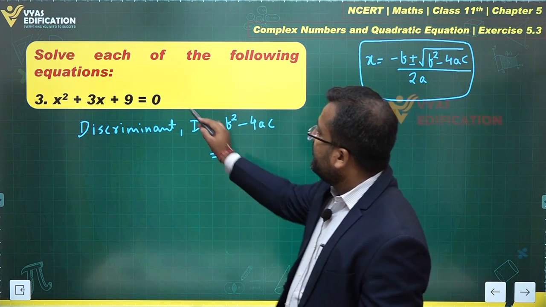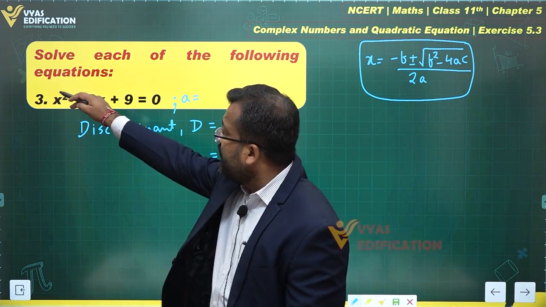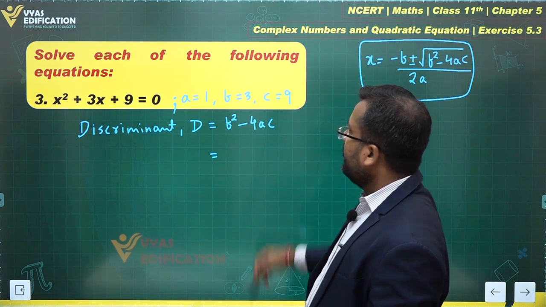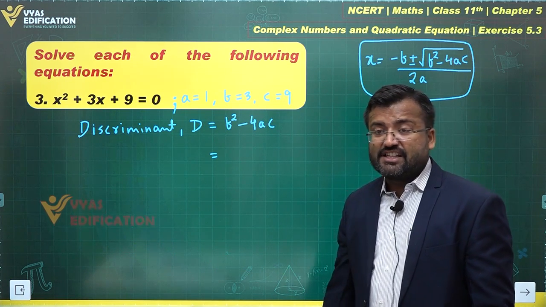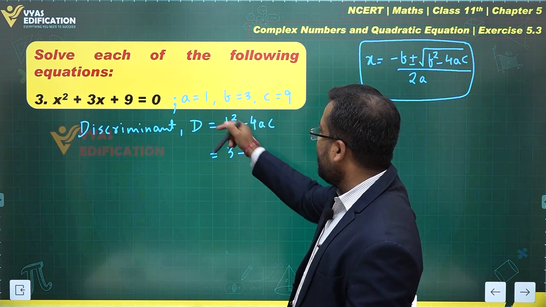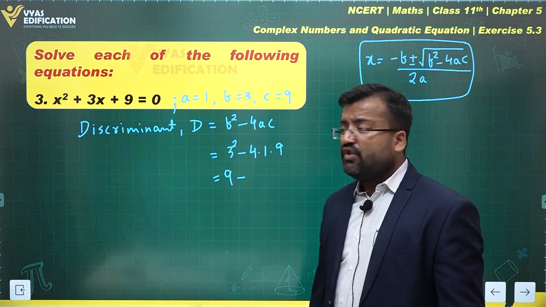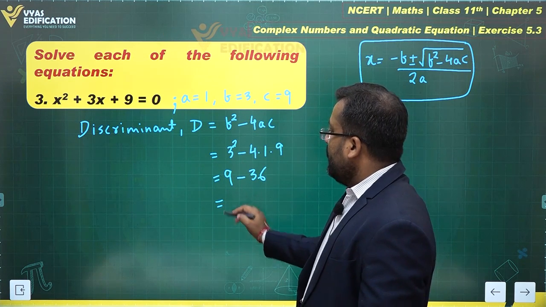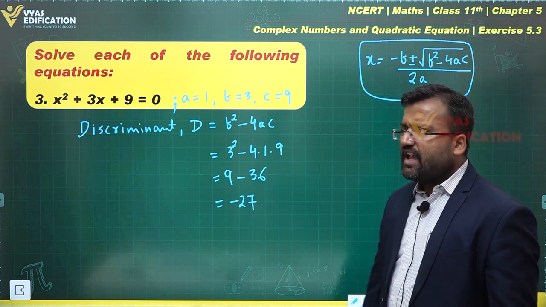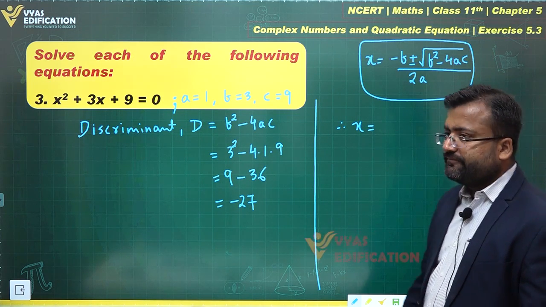Okay. In this question, what is the value of a that you can observe? a is the coefficient of x square, which is simply 1. b is 3 and c is 9. Using this, we can find the discriminant very easily. b square is 3 square minus 4 times a times c, which is 9. This is 9 minus, this is 9 into 4, 36. 9 minus 36 is actually minus 27, and therefore x becomes equal to what?